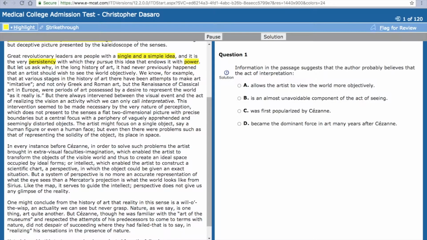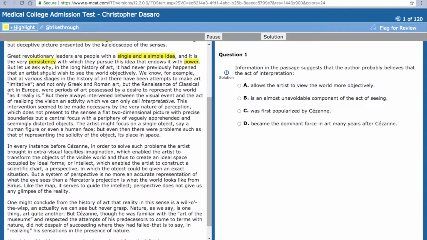In the long history of art, it had never previously happened that an artist should wish to see the world objectively. Okay, so this is a bit of a shift. The author is looking to explore why the artist's view is the way that it is, or why it never came up in the past.